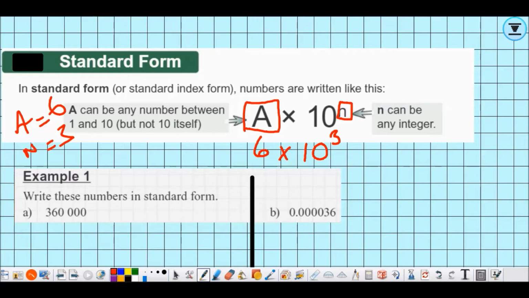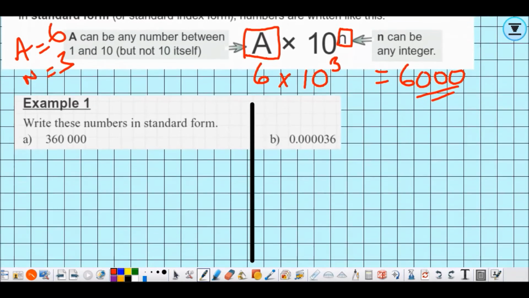If I wanted to work this out, we could then calculate that 10 to the power of 3 is 1,000, and if I multiply that by 6, if it asks me to evaluate, I'm going to solve that to say that equals 6,000. 6 times 1,000 gives me 6,000. Now hopefully by the time we finish this tutorial, it will become clear how we get to that 6,000 value.